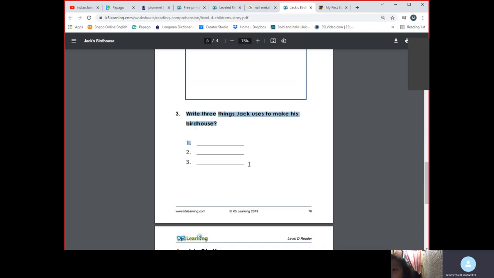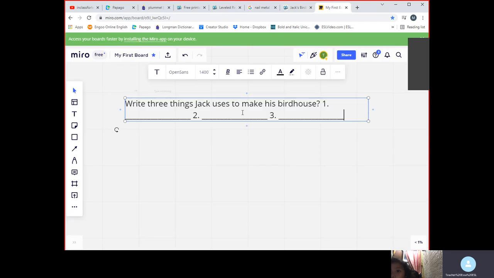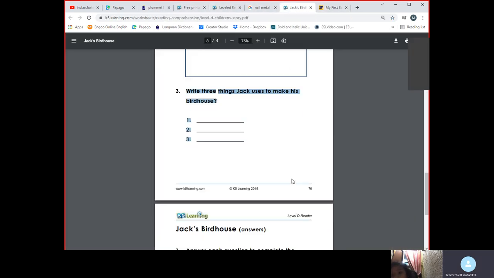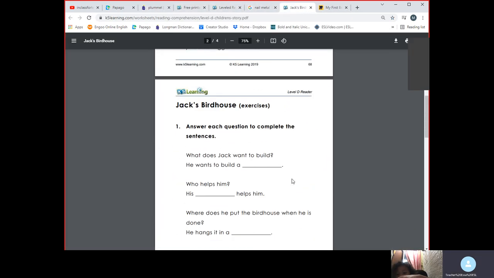Write three things Jack uses to make his birdhouse. Ruler. Uh-huh. Okay. One is pencil. Okay. Pencil. What else? Ruler. What else? Board. Board. Paint. Okay. Paint, we actually have wood. What else? Nails. Nails, right? Hammer. Okay. Yes, good. All right. Okay, so there you go. Good.